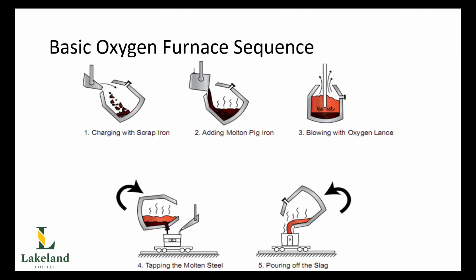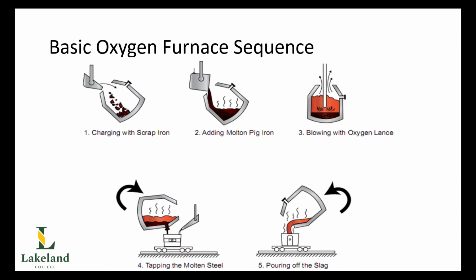Now, the overall sequence of this, and I've taken these diagrams, by the way, from your 4B textbooks. First of all, it's charged with scrap iron, up to around 30%. Then our molten pig iron is added. The water-cooled oxygen lance is then lowered. Combustion takes place, with temperatures raised to around 2500 degrees C. And after about 45 minutes, we have ourselves a batch of steel that's been made.